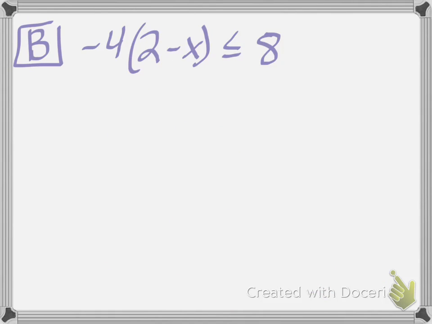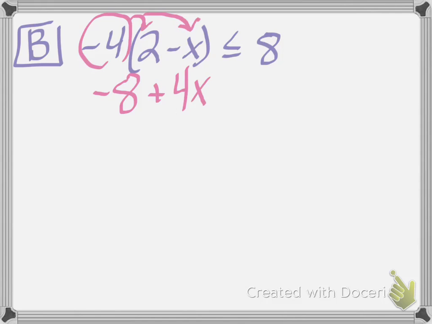Here's another one. Negative 4 times 2 minus x is less than or equal to 8. You have a couple different options, but the best way to do this is to distribute that negative 4 to both numbers. So negative 4 times 2 is negative 8, minus negative 4 times x is negative 4. That becomes positive 4x. You could also think of it as negative 4 times negative x. Also gets you that positive 4x. Less than or equal to 8.